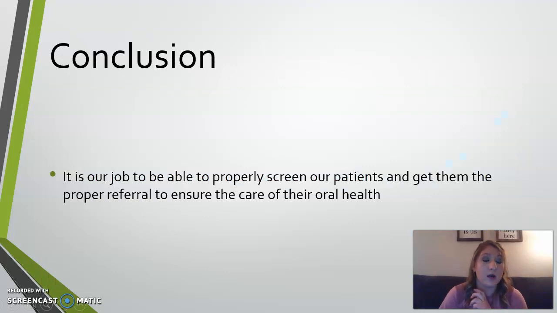So in conclusion, it is our job to properly screen our patients, just like our oral cancer screenings. This is just a step closer. We see our patients more often than they see their primary care. So this is just the next step to help ensure our patients care for themselves and for their oral health.